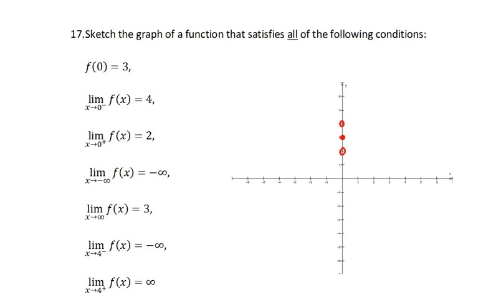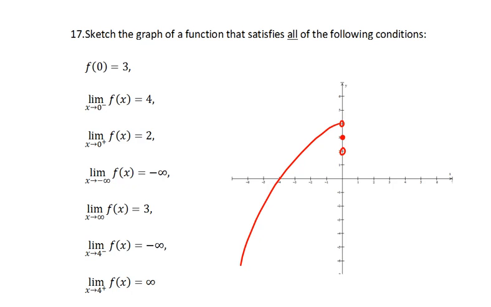Next, it says that the limit as x approaches negative infinity is negative infinity. So as we're approaching 0 from the left, we're at 4, and then that limit as we go to negative infinity is just going to grow unbounded to negative infinity. The limit as x approaches positive infinity is going to be 3. So that's a horizontal asymptote of 3.